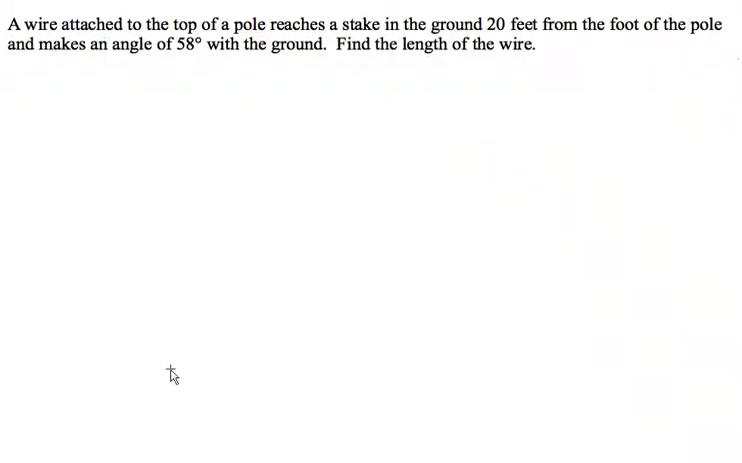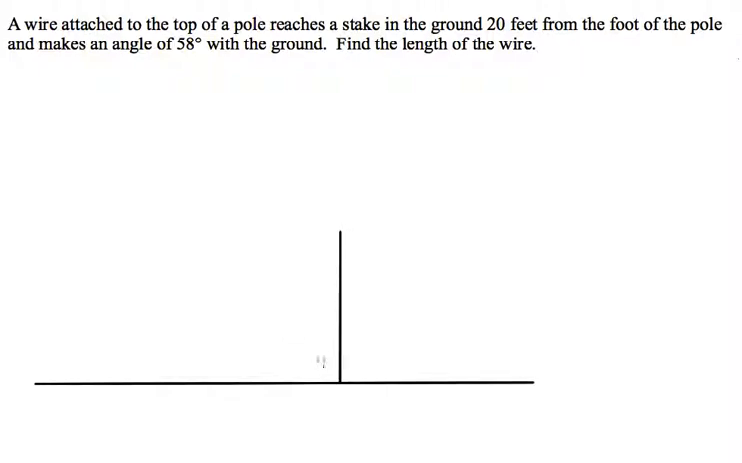All right, so let's do this problem. We have a wire attached to a pole reaching to a stake in the ground. So let's draw it. So I've got the ground. That's a straight line like that. There's my ground. And there's a pole that reaches up from there. So that's a pole looking straight up in the air like that. And of course, that's going to be at a right angle.